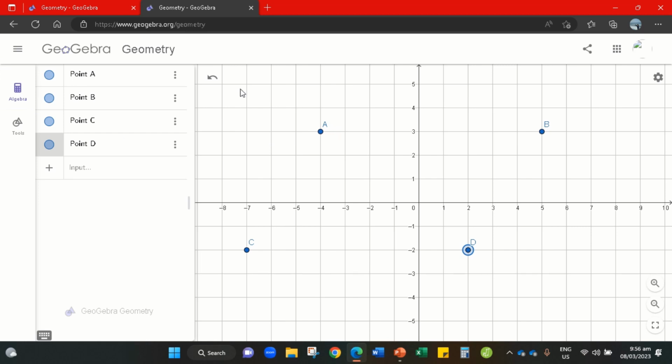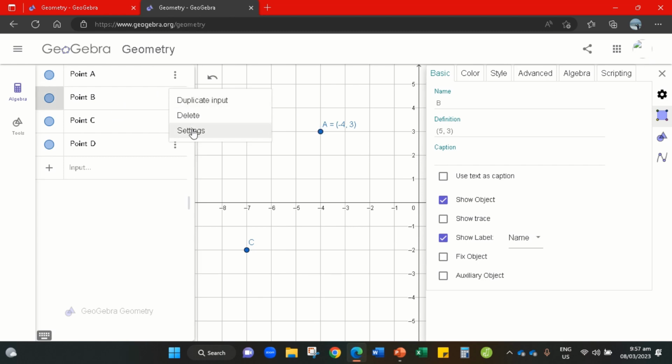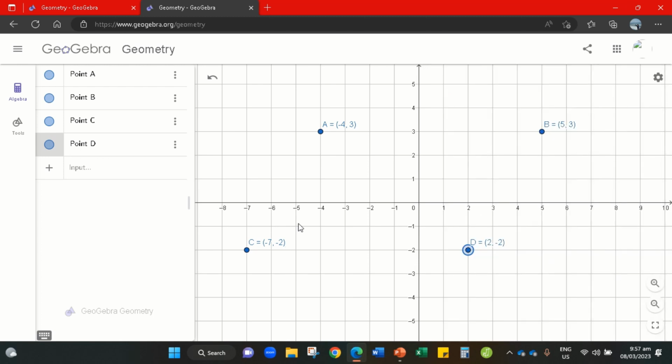Okay, let's have another example. In this case, I have 4 points defined by this one. You can put that in the settings, name and value. So that's 4, 3. Now let's go with this one. Once again, in the settings, name and value. Everything would be put in name and value. Looking at that, you have your values: negative 4, 3, 5, 3, negative 7, negative 2, 2, negative 2.